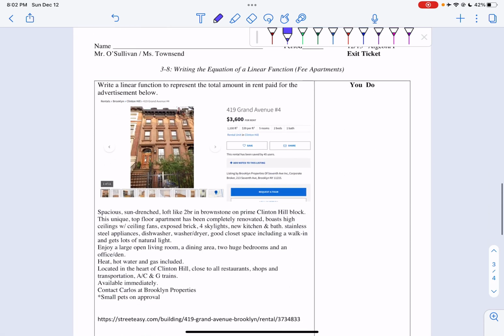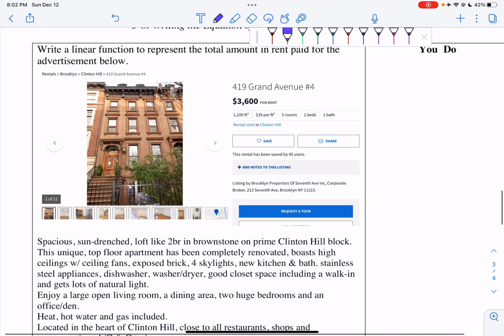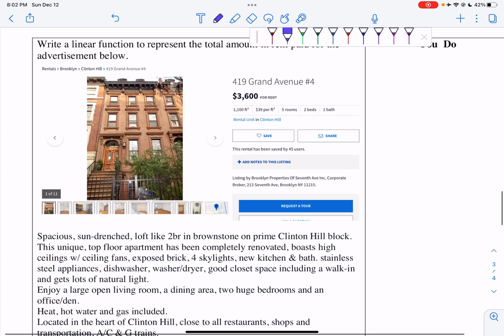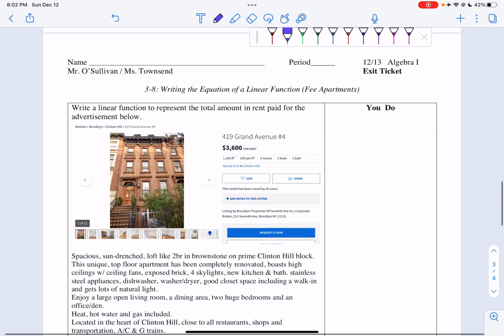Now, don't forget to complete your exit ticket on this very, very nice loft apartment in Clinton Hill. If you have any questions, email myself or Miss Townsend.